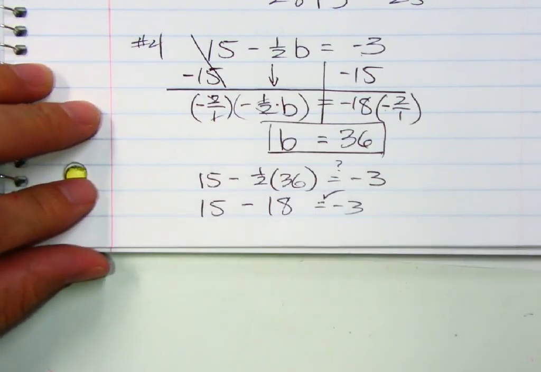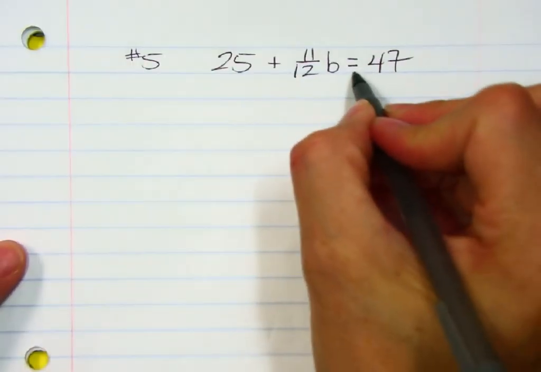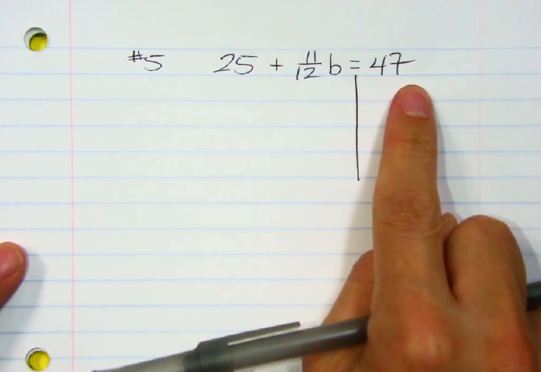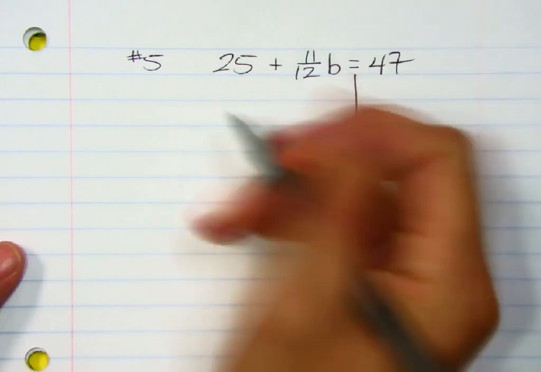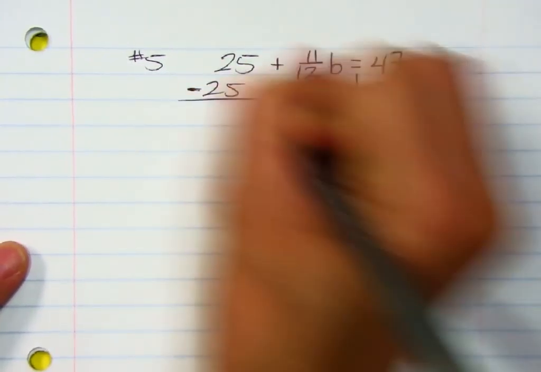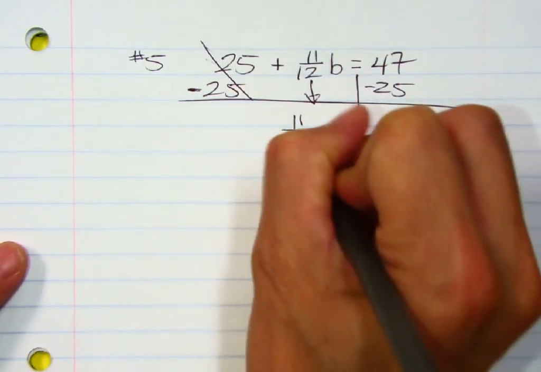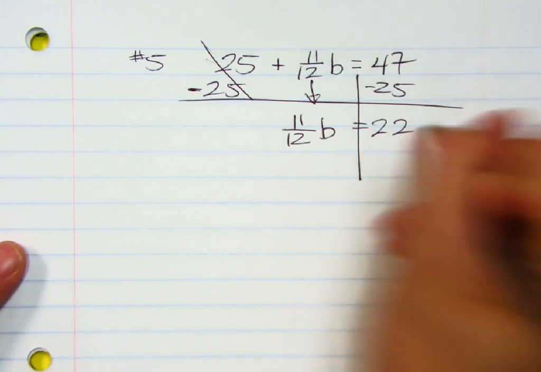All right, I'm going to give you one last example. All right, how about this bad boy here? Okay, let's see if you figured it out. What do I do first? Well, not the multiplication. Get rid of this positive 25. So I'm going to subtract 25 on both sides. This crosses out. That drops down. Positive 11/12 times b is equal to, and I can subtract here, 22.